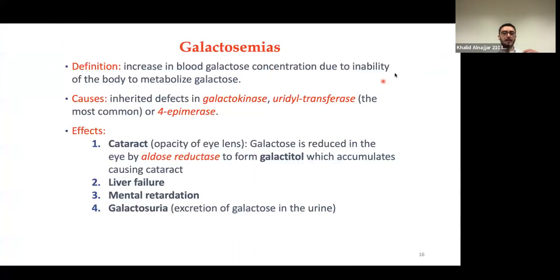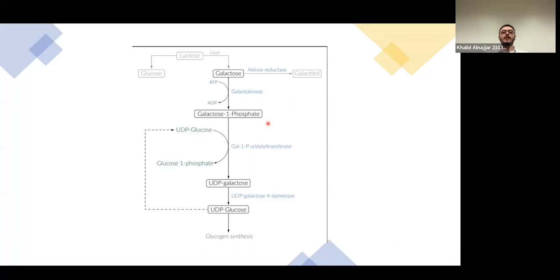Now, galactosemias. What can go wrong in this process? One, two, three. We have three enzymes. Any one of them can be deficient, and every deficiency of a specific enzyme will lead to a certain disease. Let's think together. If we don't have galactokinase, what will happen? Galactose will accumulate, right? In fructose, if you remember, fructose accumulated and your body got rid of it through urine, right? This is not the case here. Why? Because we have this small step, which is basically converting galactose to galactitol.